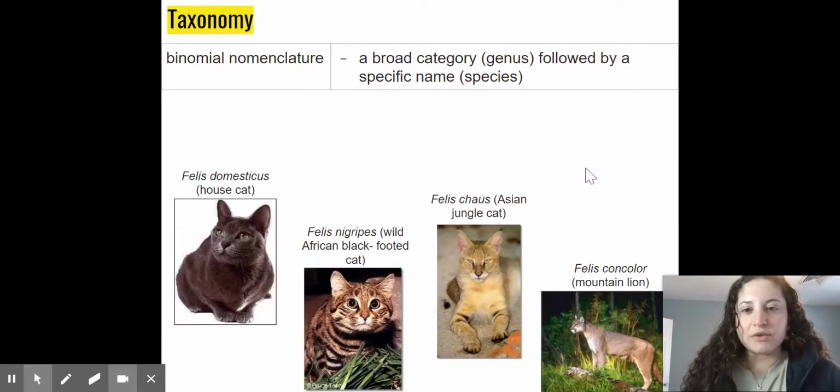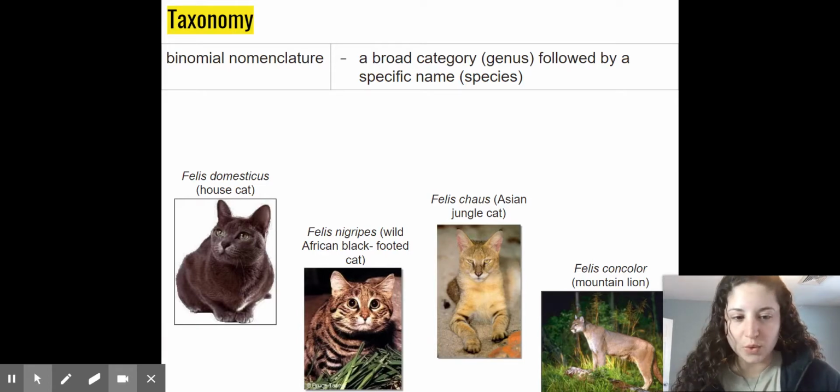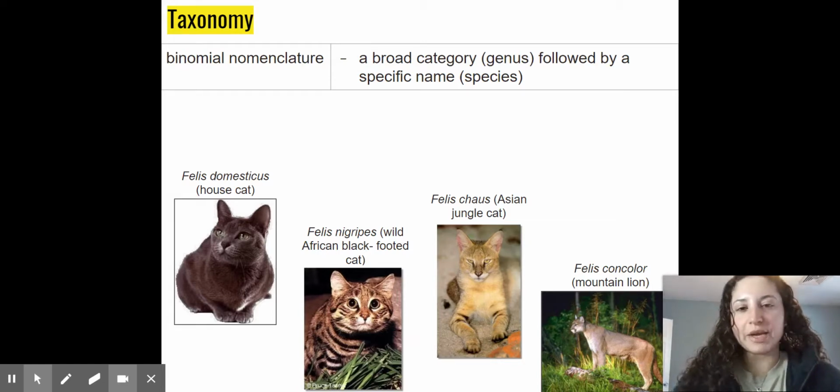And basically, by using binomial nomenclature, we're able to name all of the different organisms on this planet and have a logical, organized system of naming. So again, binomial nomenclature is our naming system. We have a broad category in the genus and a more specific name in the species.